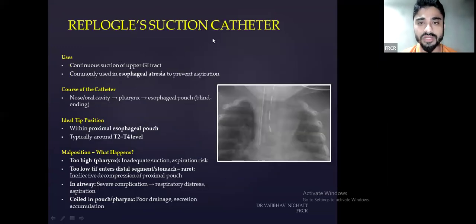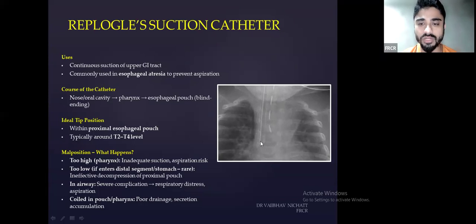Then the Replogle suction catheter. The uses are for continuous suction of the upper GI tract, commonly used in esophageal atresia to prevent aspiration, because if there is a blind-ending proximal pouch, then there will be continuous accumulation of mucus within the blind-ending proximal pouch, and the mucus will then go into the trachea and the patient might develop aspiration pneumonia. So for that reason, a Replogle suction catheter is put.